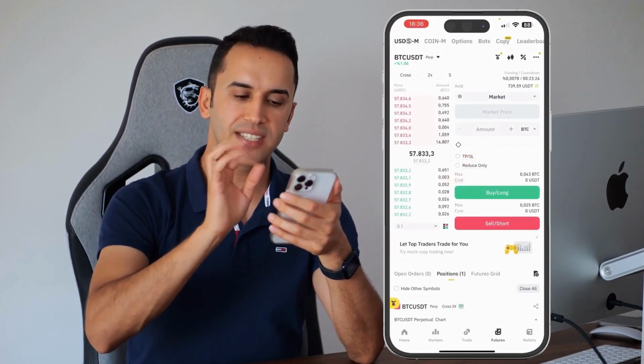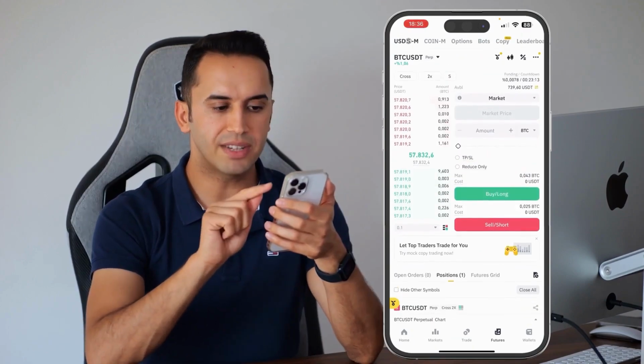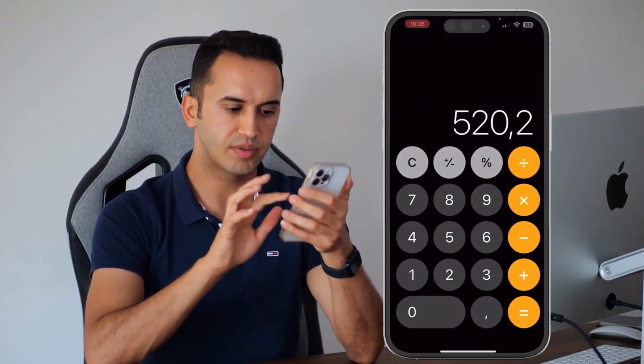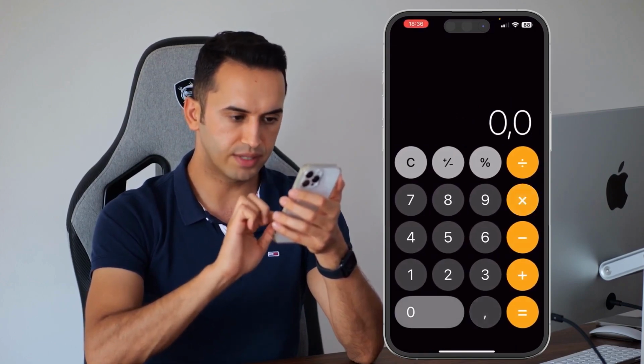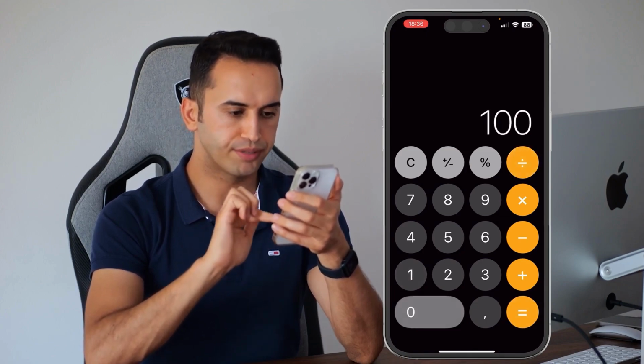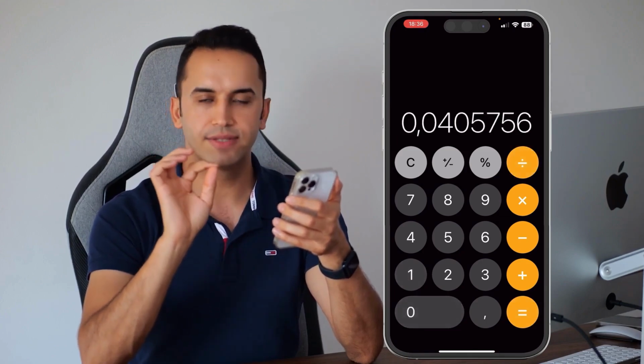So this is my position size against the dollar. I'm going to multiply that by the funding fee, multiplied by 0.00078. Divide by 100. I'm going to make $0.04.